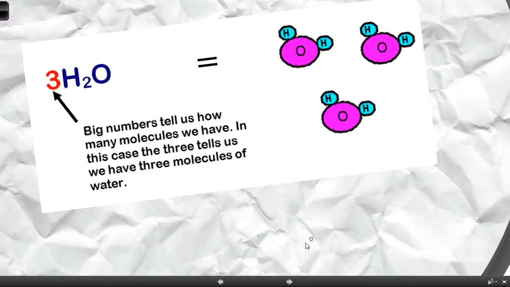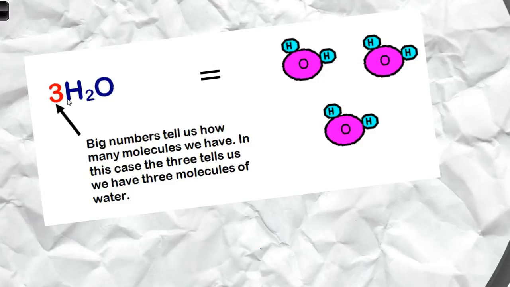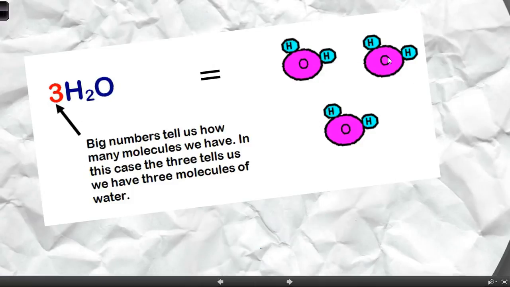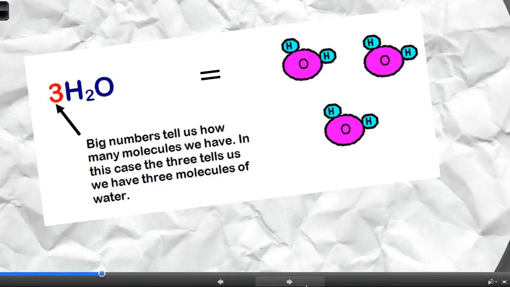If you've got a big number, like this one here, the 3, that tells you how many of the molecules you have. So 3H2O means we've got 3 whole lots of H2O. We've still got 2 hydrogens and an oxygen as a group. The 3 just tells us we've got 3 groups, so 3 of everything.